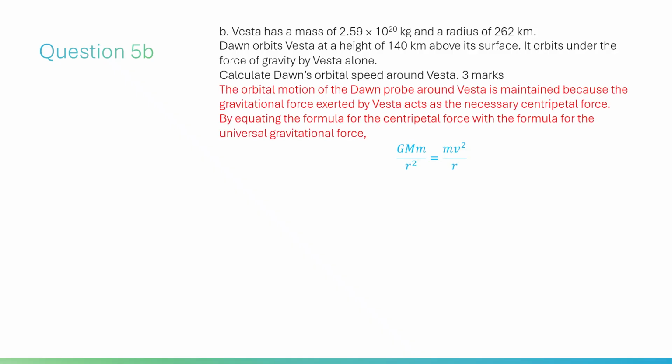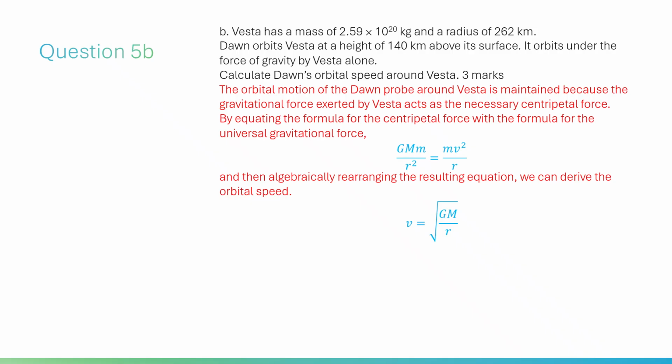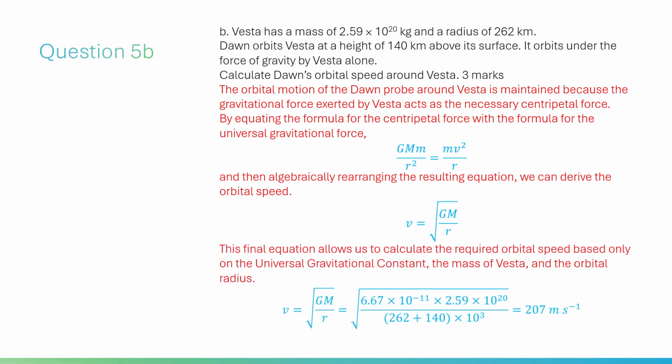The orbital motion of the Dawn probe around Vesta is maintained because the gravitational force exerted by Vesta acts as the necessary centripetal force. By equating the formula for the centripetal force with the formula for the universal gravitational force, and then algebraically rearranging the resulting equation, we can derive the orbital speed. This final equation allows us to calculate the required orbital speed based only on the universal gravitational constant, the mass of Vesta, and the orbital radius.